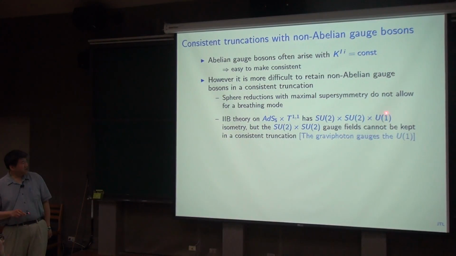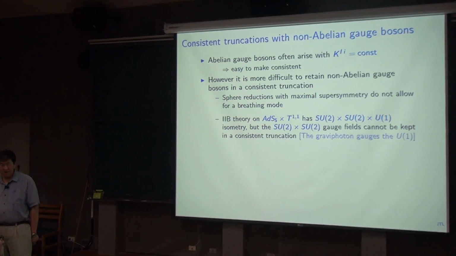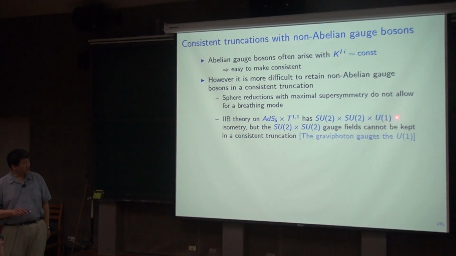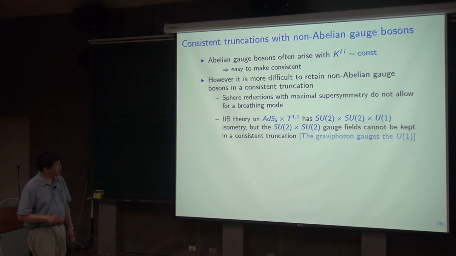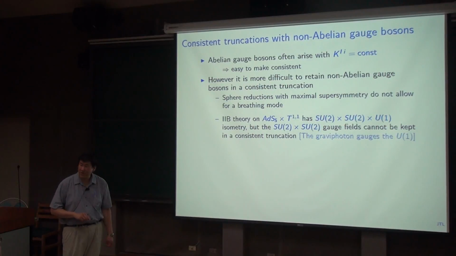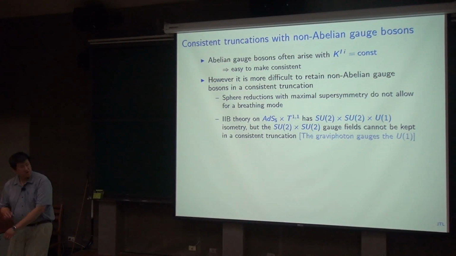What happens is the U1 can be gauged. This gives you a five-dimensional supergravity theory, AdS5 over here, with a five-dimensional graviphoton. So it's five-dimensional N=2 with a graviphoton coming and gauging this U1. However, because T11 also has SU2 times SU2 isometries, you might say, what if I turn those on over here?